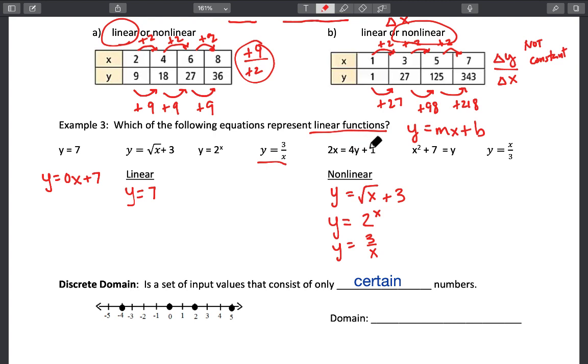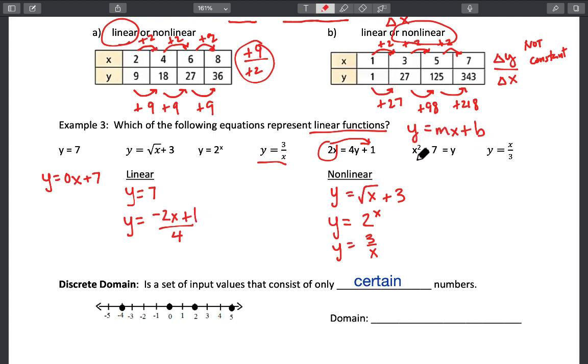All right, next up we have 2x equals 4y plus 1. We can maneuver the 2x over to the other side and then divide both sides by 4, so we would end up with the equation y equals negative 2x plus 1, all divided by 4, which is a linear function. We can write this as negative 2/4 x plus 1/4. That fits into the y equals mx plus b format.